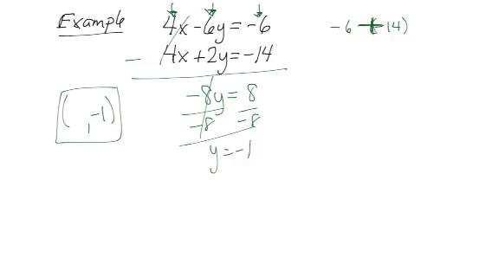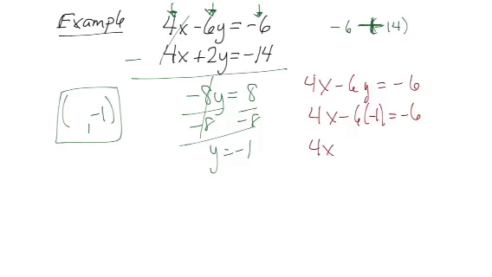I'm just going to go find the x coordinate. So that means go back to the original 2 problems and pick whichever one looks easier. Again, it doesn't matter. You can't choose wrong. Both of them will give you the same answer. So if you choose to pick the 4x minus 6y equals negative 6 one, and you replace the y with a negative 1, let's see what we get.